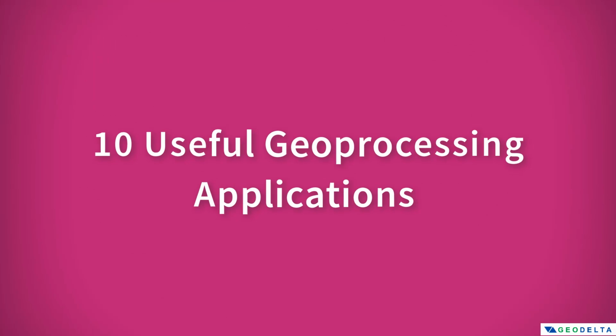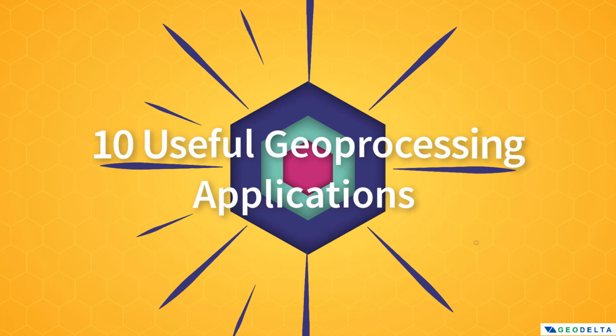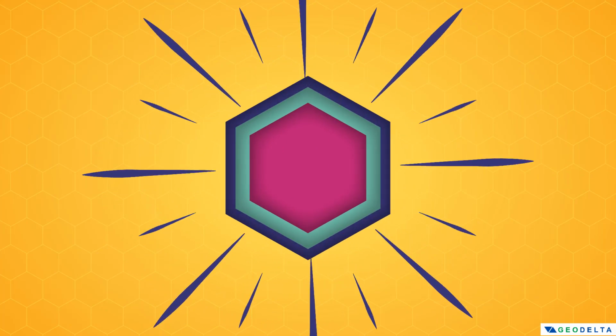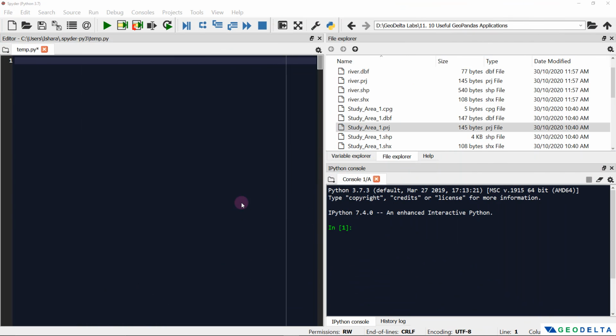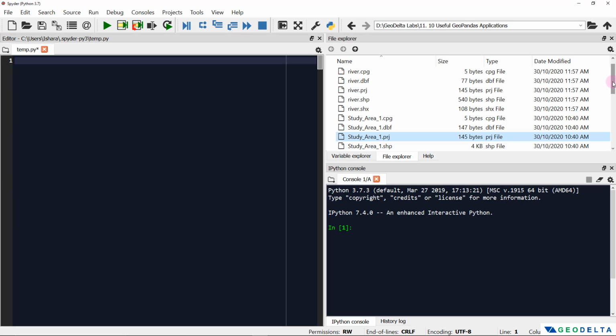In this tutorial, I'm going to take you through the 10 most useful geoprocessing applications of the GeoPandas library. Before we get started, I would like to give you a bit of context about the data that we are going to use, so that you'll be familiar with the different geoprocessing operations that we'll be doing in the next few minutes. I'm using Spyder as my Python IDE, and since we are using the GeoPandas library, you have to make sure that you have already installed it before you proceed with this tutorial.